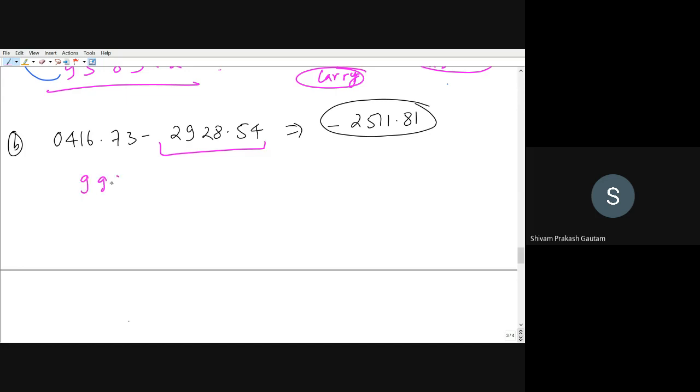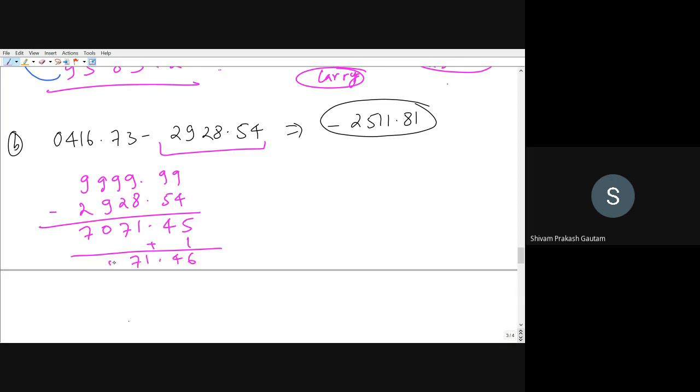So 9999.99 minus 2928.54. This will be 7071.45. Okay, we have to add 1 to it. Right now this is the nines complement form, so we have to add 1 to make it in tens complement form. So this will be 7071.46. So this is the tens complement of this number. Now what we have to do, we have to add the tens complement to the original number. So we will do this.